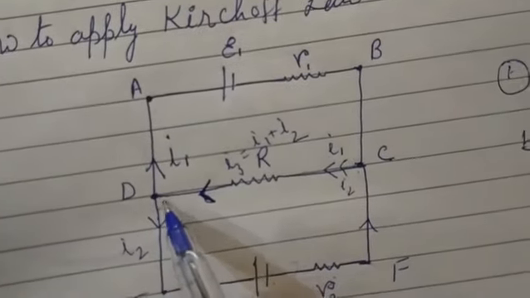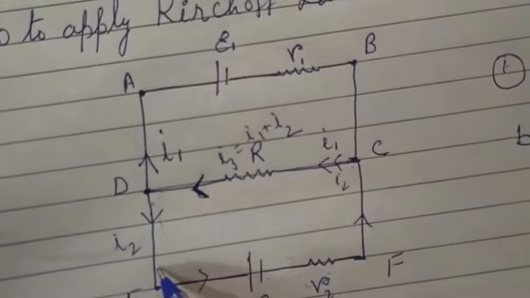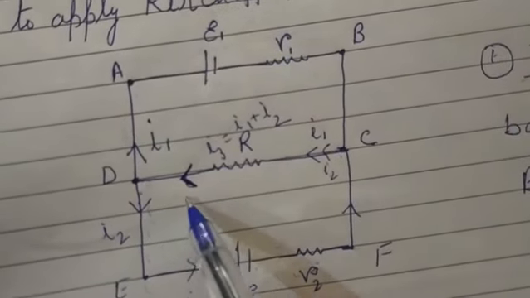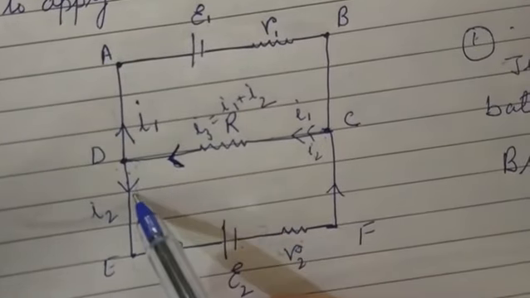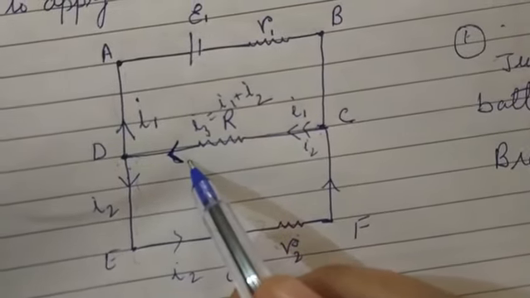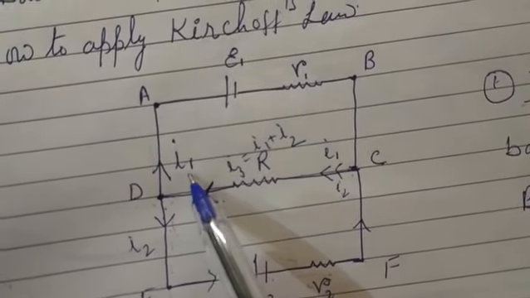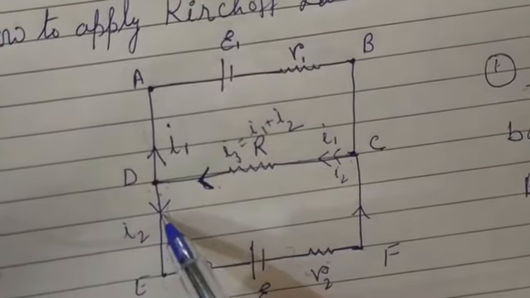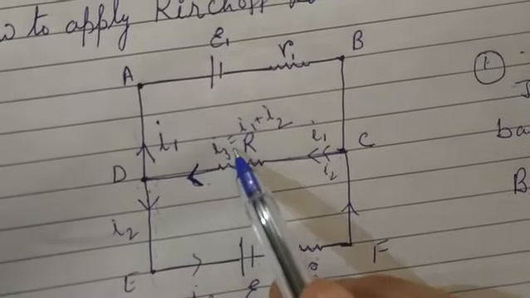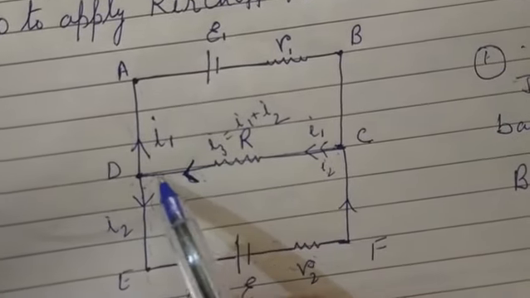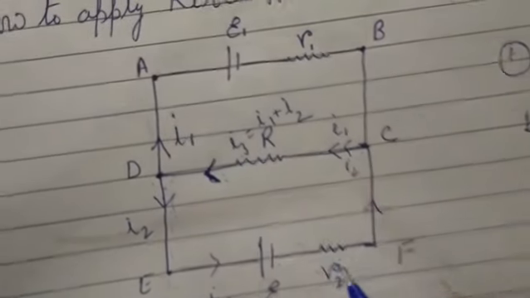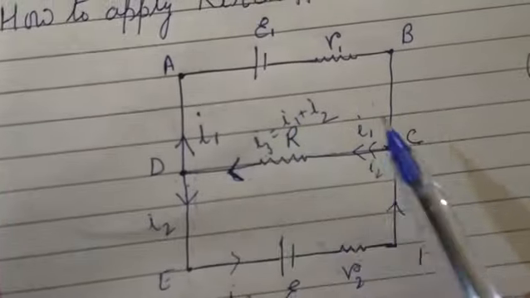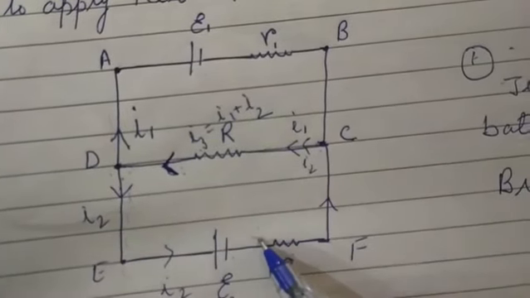So at junction D, I1 is moving upward and I2 is moving downward, leaving the junction, and this current is coming towards the junction. So I1 plus I2 is equal to I3. We will get one equation. I1 plus I2 leaving the junction must be equal to the current approaching the junction. I3 is equal to I1 plus I2. If it is not given, you have to assign the direction of the current. If it is given in the question, then no problem.